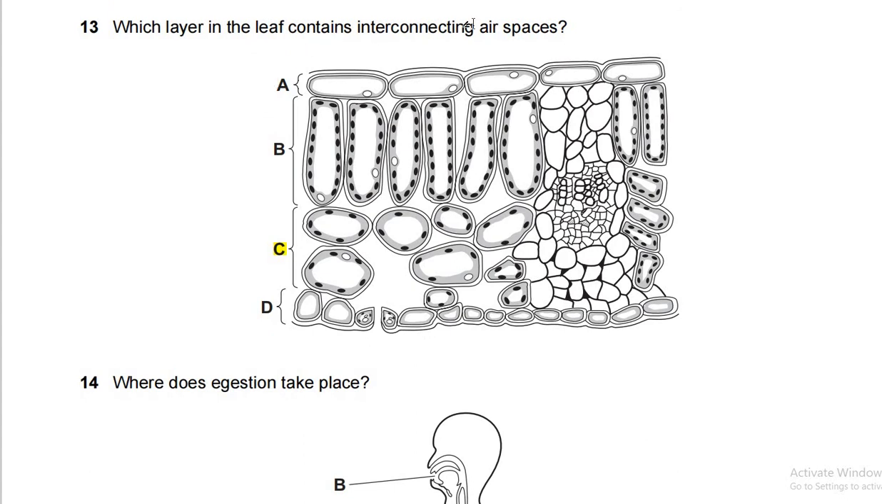Which layer in the leaf contains interconnecting air spaces? So if you see this part, they literally just shifted the whole thing. Normally this part is over here and this thing is over here, but anyways, I love confusing us guys, so it's pretty normal. This is the upper epidermis, this is the palisade mesophyll, this is the spongy mesophyll, and this is the lower epidermis. Since it's the spongy mesophyll, you need to remember that spongy mesophyll has a lot of air spaces in between them. So now that the question is asking about interconnecting air spaces, it's definitely got to be C, which is the spongy mesophyll.